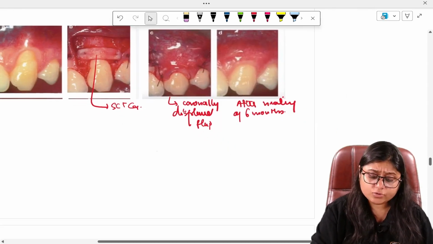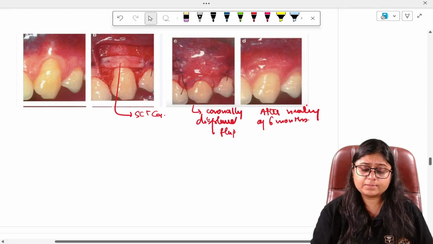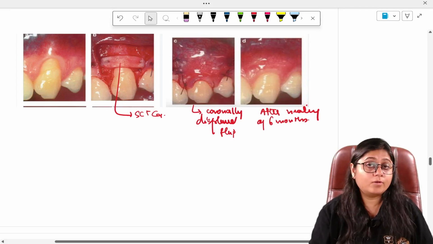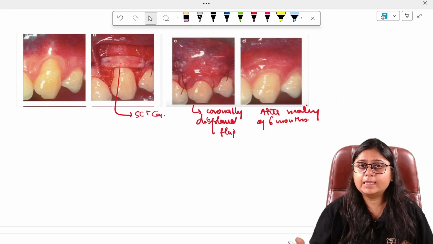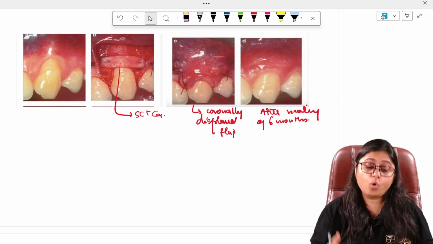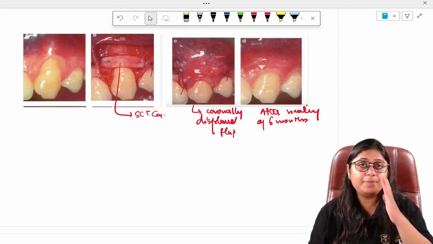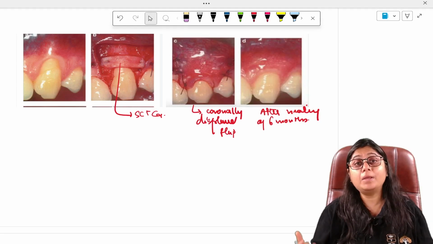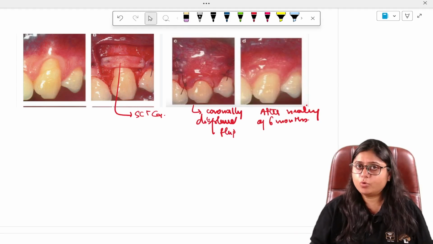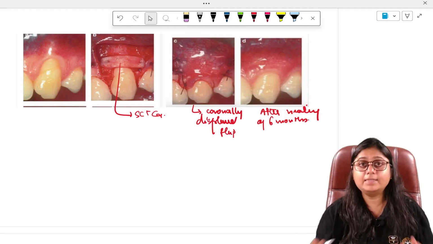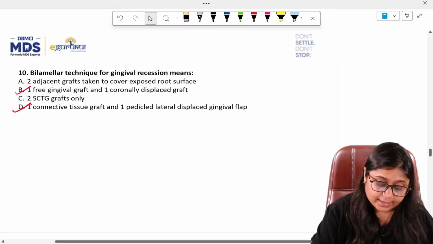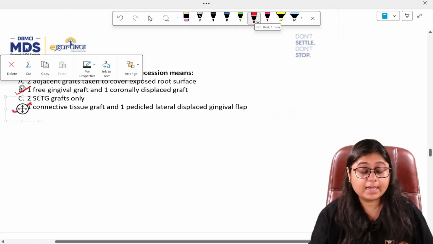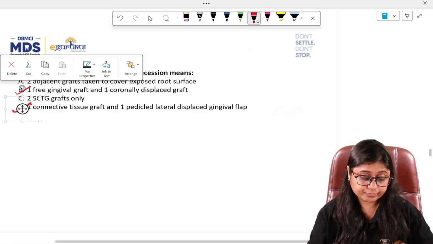Now here in the image you can see a coronally displaced flap, but it's not necessary that we always take only a coronally displaced flap. We can do a bilaminar technique even with a laterally displaced flap. So if in the options it is given that a subepithelial connective tissue graft along with a pedicle graft can be coronally displaced or laterally displaced, then that should be the correct answer to select. But here as of now both B and D are correct answers, guys.